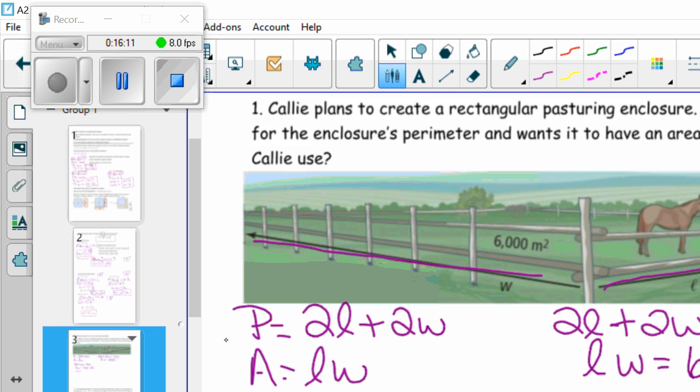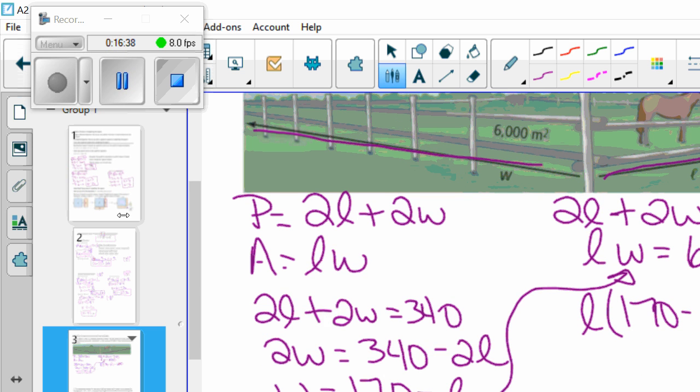W equals, so 340 divided by 2, 170. Negative 2L divided by 2, just minus L. So I'm going to replace this W with 170 minus L. So when I do that and rewrite my area, I get L times 170 minus L equals 6,000. Okay. So now distribute. So L times 170, rewrite that as 170L. So 170L, L times minus L, so minus L squared equals 6,000.